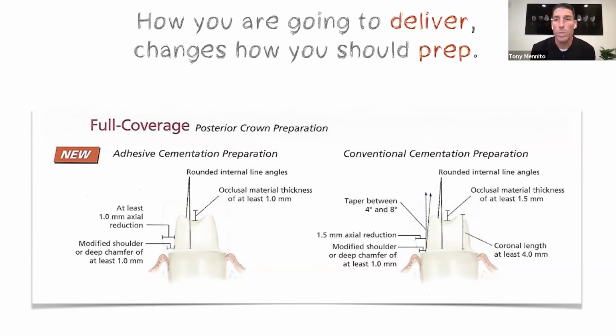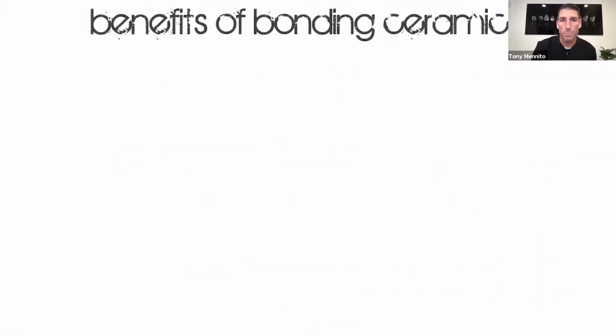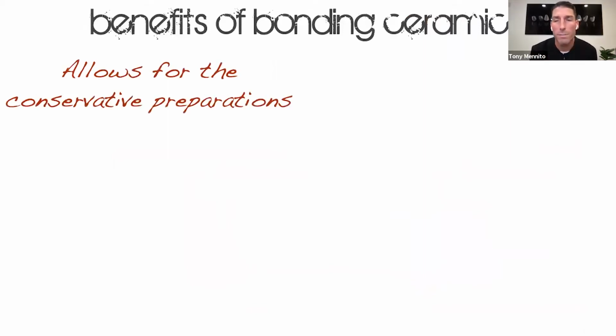So, you have to be thinking about how you're going to deliver this restoration when you're prepping the tooth, so you know how much reduction you need to perform. So what are some of the benefits of bonding ceramic? We already talked about the fact that it allows for conservative preparations. We don't necessarily need 4 mm walls with 6 degrees of taper and all that, retention and resistance form like we were all mostly taught in dental school.